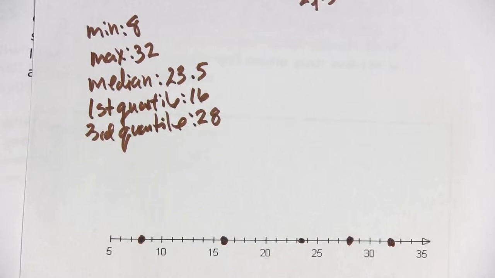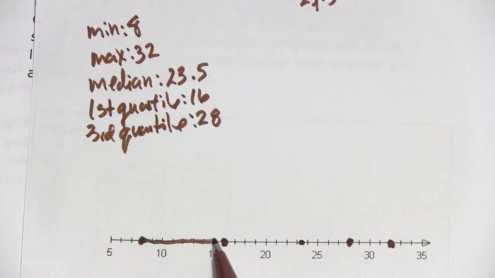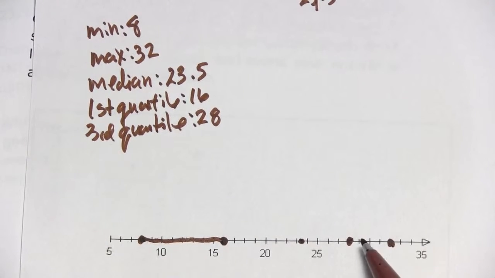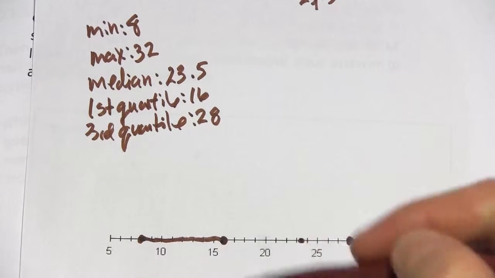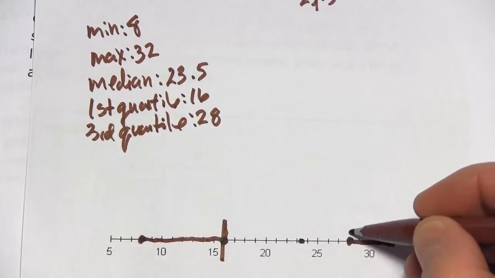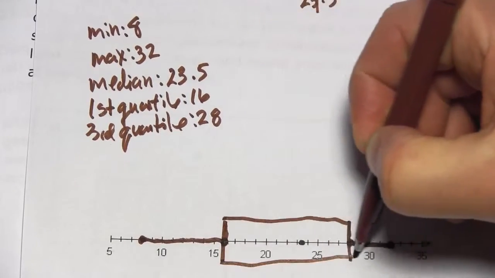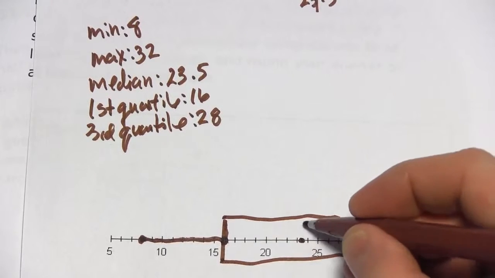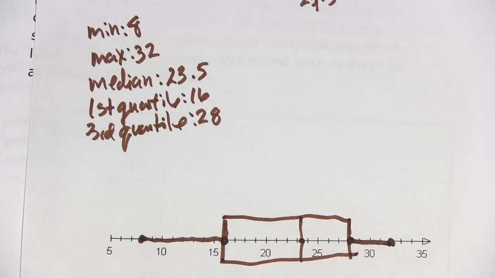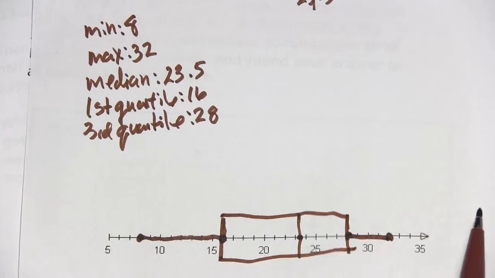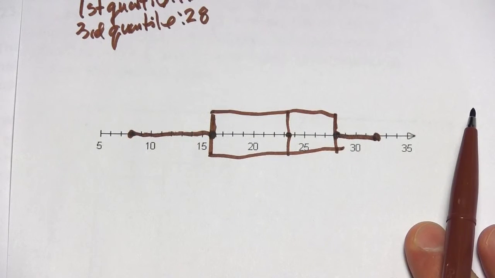So the way a box and whisker plot works is you have the whiskers on either side. So from the minimum up to the first quartile, and from the third quartile out to the maximum. That's where you have your whiskers. Your box is in the middle. So I'm going to draw a little box here. And then we add a line in the box at the median. And that's all there is to it. That is our box and whisker plot.